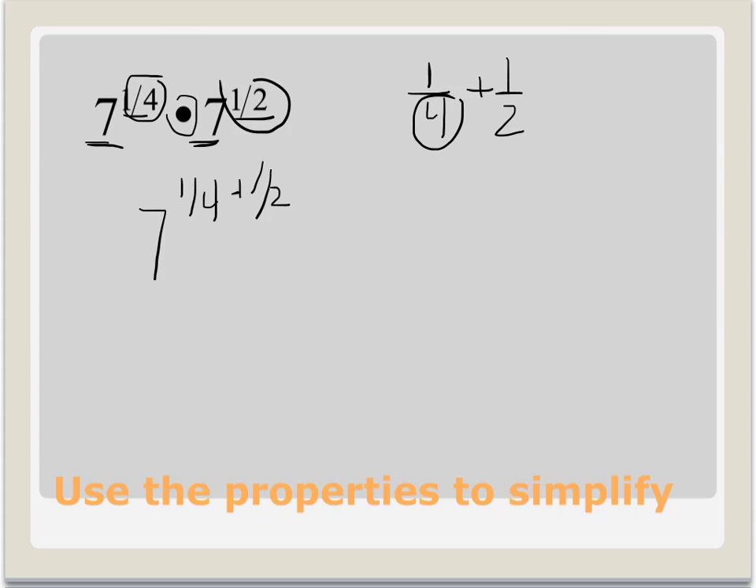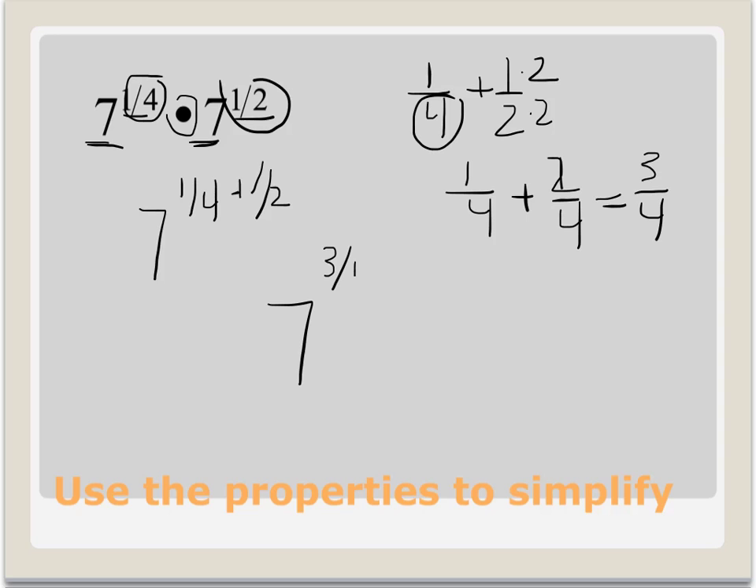Our common denominator is 4. So to make the 1/2 into fourths, I have to multiply the top and bottom by 2. So I get 1/4 plus 2/4, and when I add that together I get 3/4. So my exponent on the 7 is 3/4.